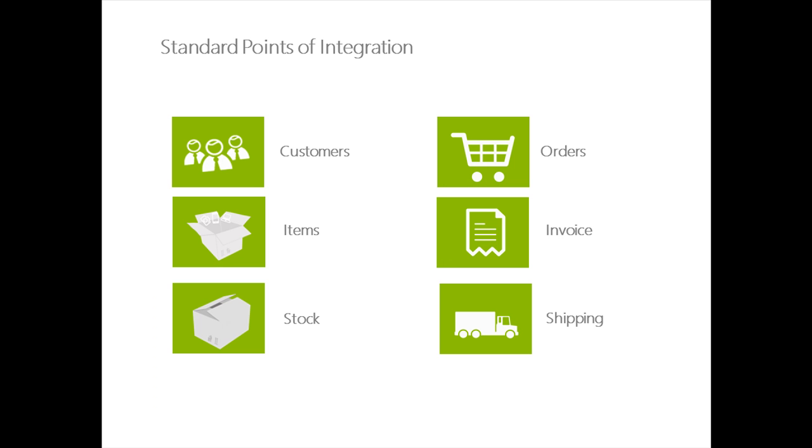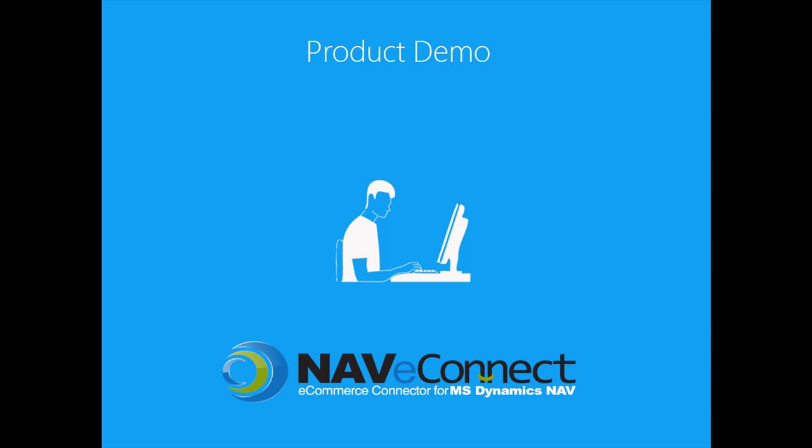The standard points of integration covered by NAVeConnect. NAVeConnect offers more than 65 integration points out of the box between NAV and Magento eCommerce. Here we can broadly classify the integration points into 6 major categories, which are customer, order, items, stock, invoice, and shipping information. So in the next 5 to 6 minutes, I'll be showing you how our integration solution NAVeConnect works.